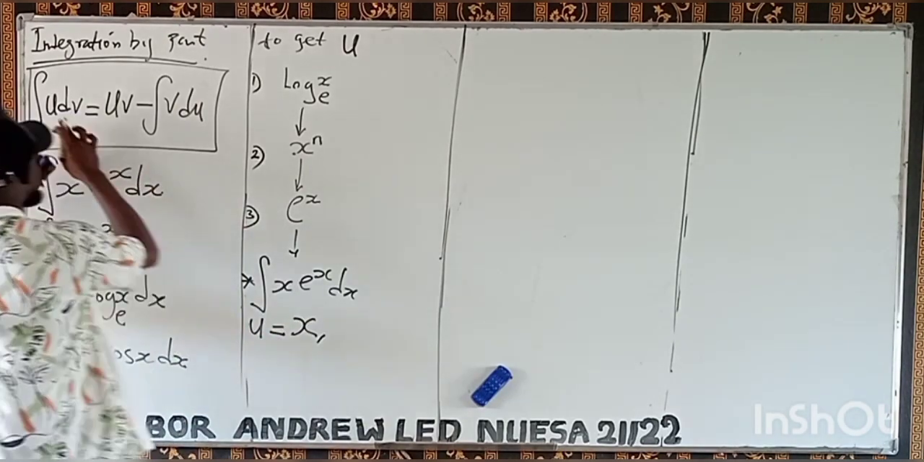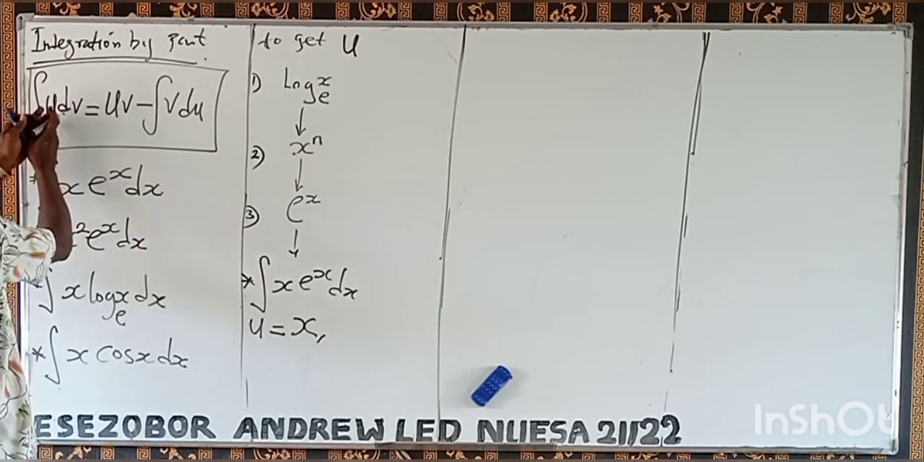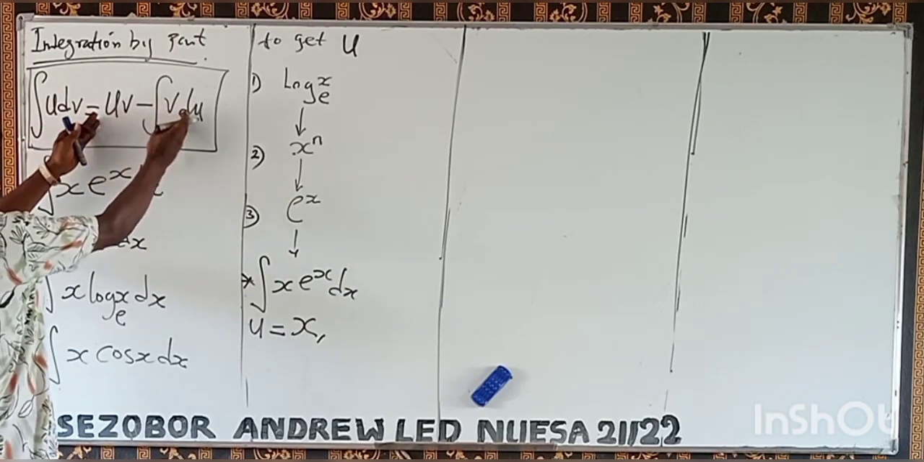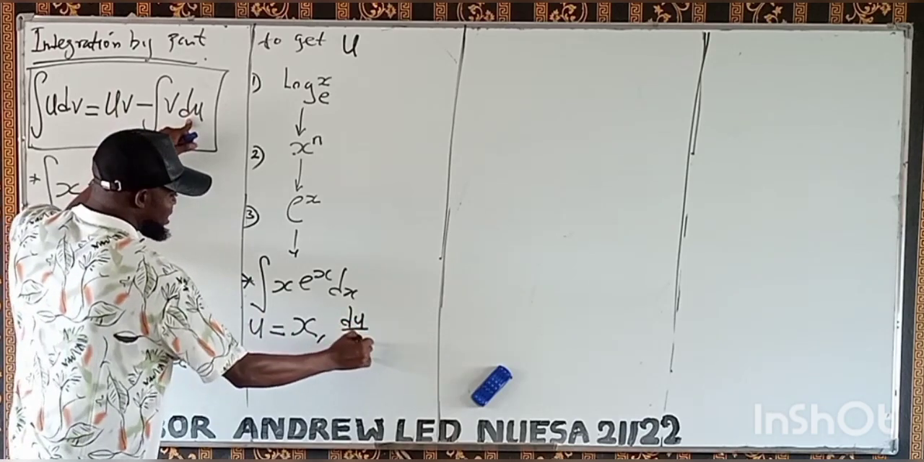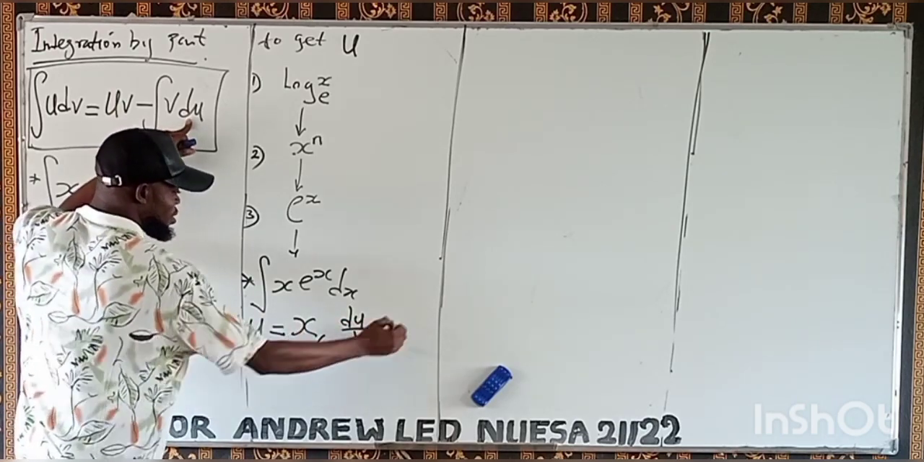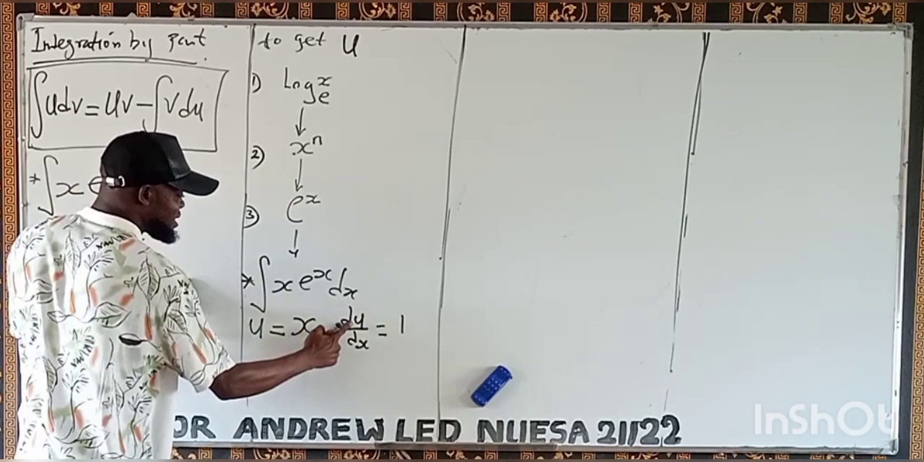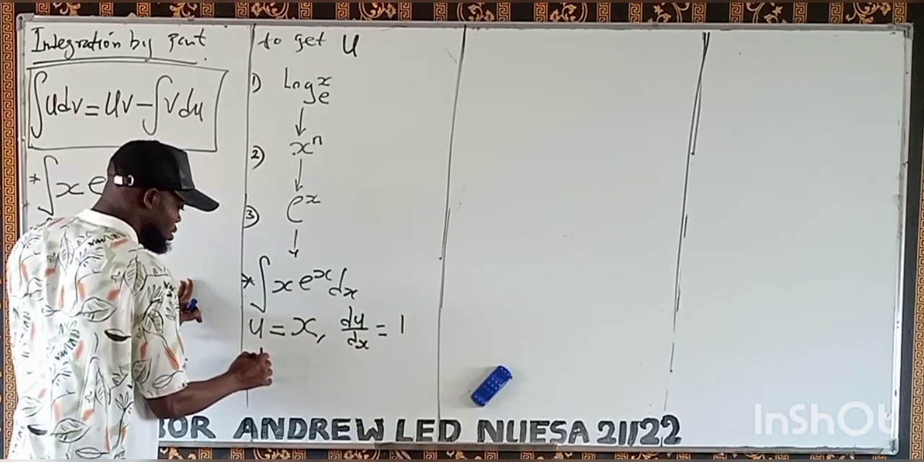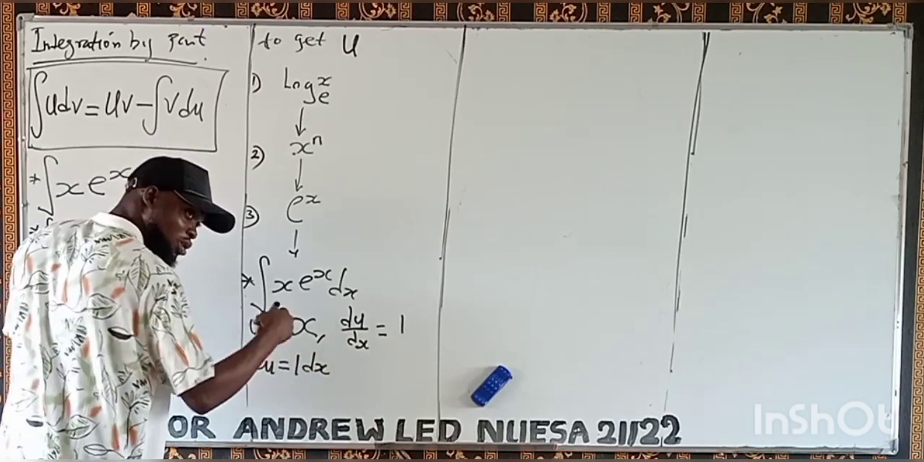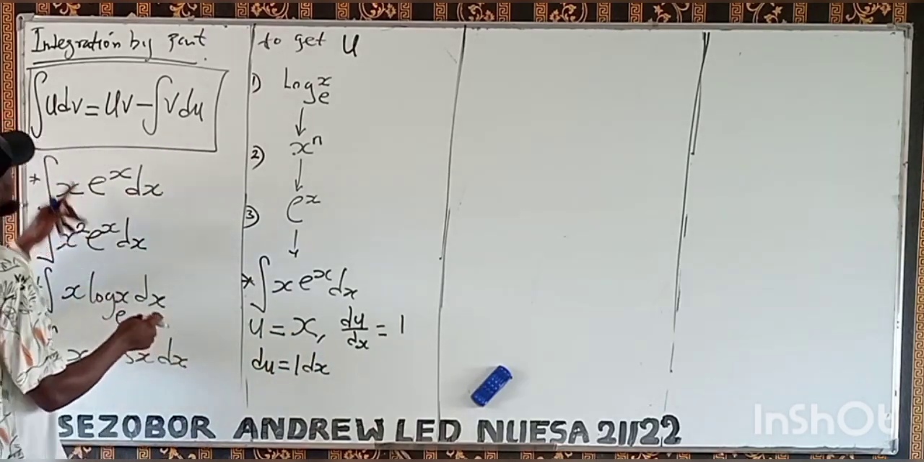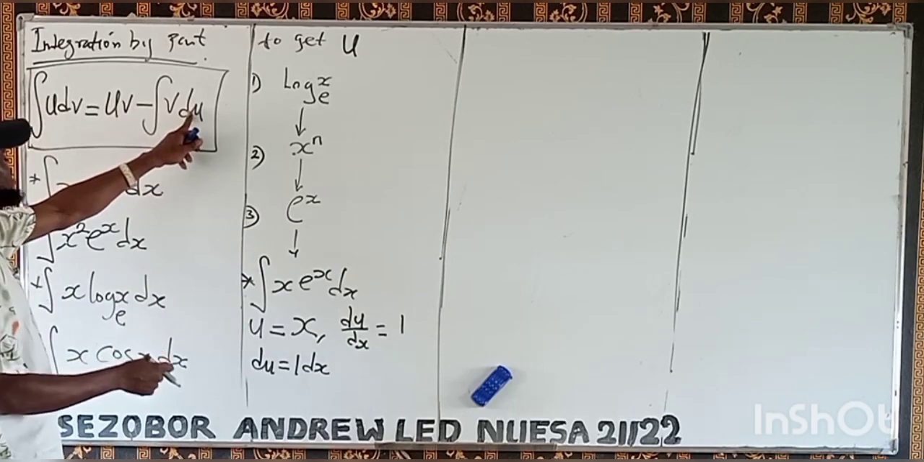Then look at this formula. After we have selected u and dv, we have uv minus integral v du. What is now du? Okay, du over dx. If you differentiate this x, we are going to have 1. So if you make use of the formula, you're going to have du equal to this 1 times dx, or just dx.